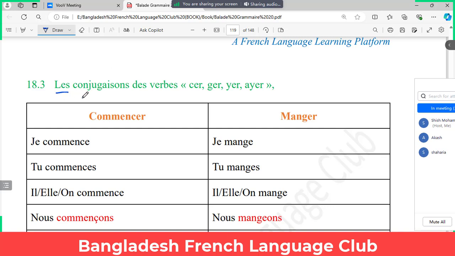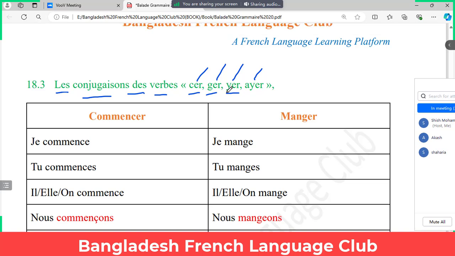Then les conjugaisons des verbes en CER, GER, YER and AYER. So there are many verbs that end with CER, GER, YER or AYER. At the end you will see these endings. If you see this, then in the conjugation there will be a change. Let's see first.